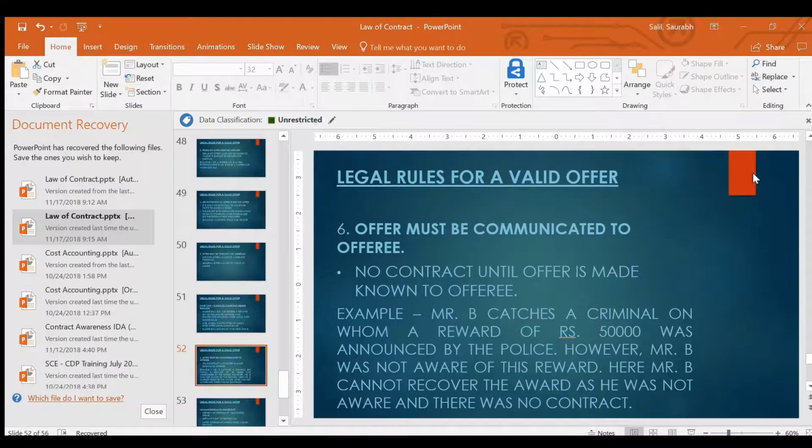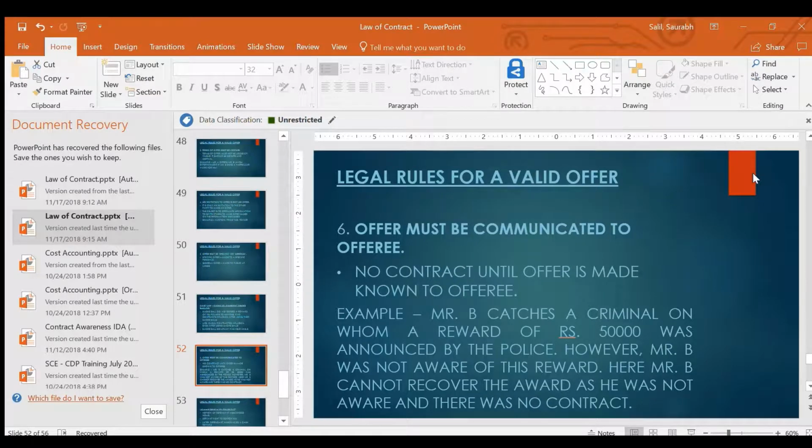So take this example. Mr. B catches a criminal on whom a reward of rupees 50,000 was announced by the police. However, Mr. B was not aware of this reward. Here Mr. B cannot recover the reward as he was not aware and there was no contract. Right? So when Mr. B is not aware of the offer, how can he accept it? He is not even aware of the offer. So the acceptance part is missing in this transaction, and hence there is no contract.